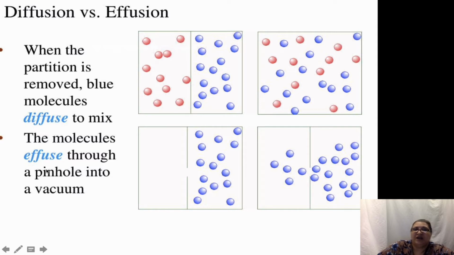particles. Effusion, on the other hand, is the escaping of gases through a pinhole, going from one compartment to another, like escaping from a balloon, or a leak from a tire. So that would be effusion versus diffusion.